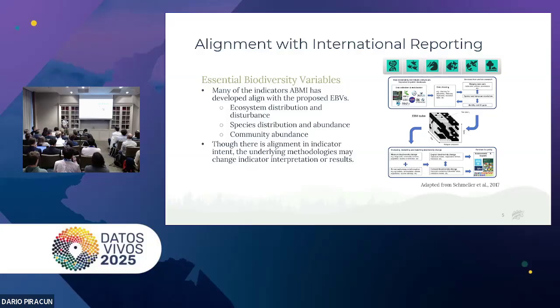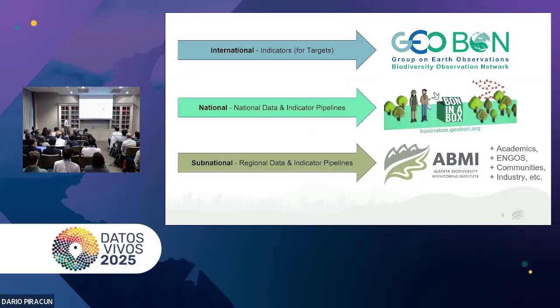interested in. But again, the underlying methodologies might change indicator interpretation or results. So this is where I think BON in a Box plays a valuable role. So groups like ABMI can work with our academic partners, other ENGOs, Indigenous communities and industry partners to collect regional data and develop pipelines. We can then use BON in a Box to say, what happens to the indicator results? So if we use national data versus using regional data, do we come to the same conclusions? What is the source of error that's happening there? And how can we bring regional data up to the level for international reporting?